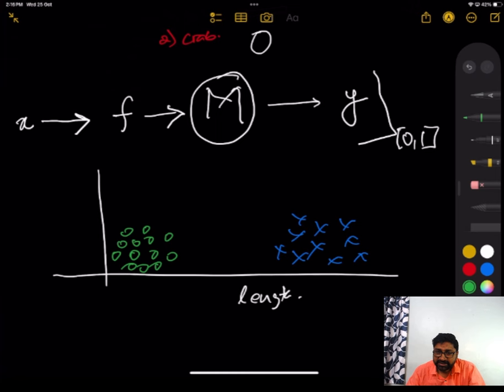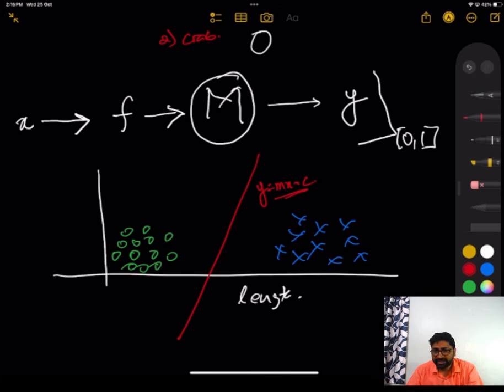Now, if we can design a hyperplane, or in simple terms, an equation of a straight line which can separate between these two, then we can design a classifier. In simple terms, anything which is on the left side of this line can be considered a crab, and anything which is on the right side of the line can be considered a fish. And the equation of a straight line y = mx + c, we have to identify it.